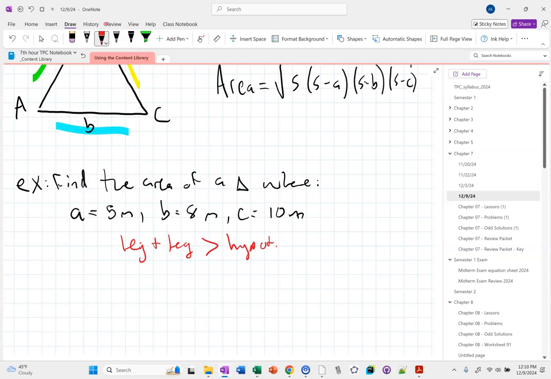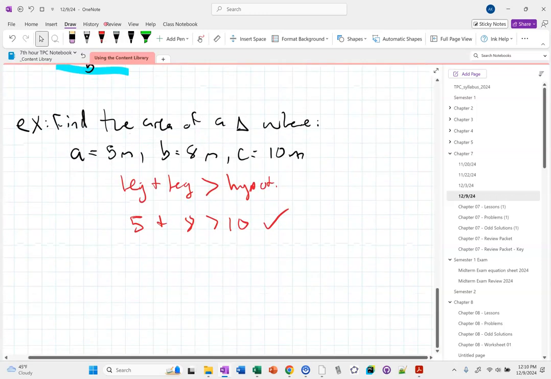Yes. So leg plus leg has to be greater than hypotenuse. So 5 plus 5 is greater than 10. That is indeed true. How did I know 10 was the hypotenuse? It's the biggest number. Yep. Everybody feel good on that? Okay.